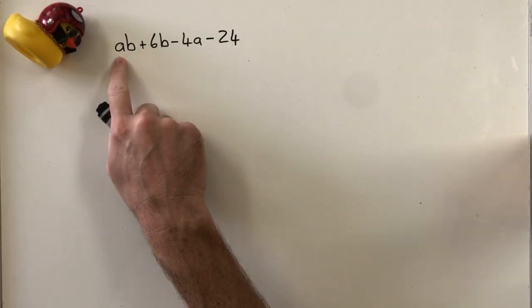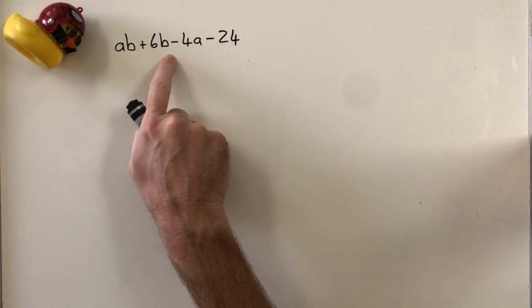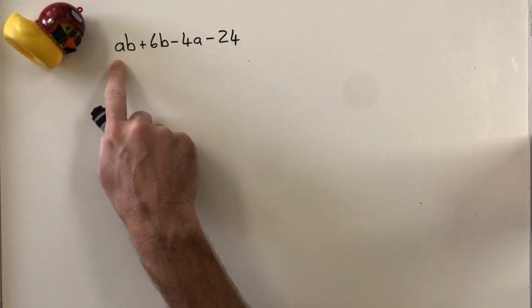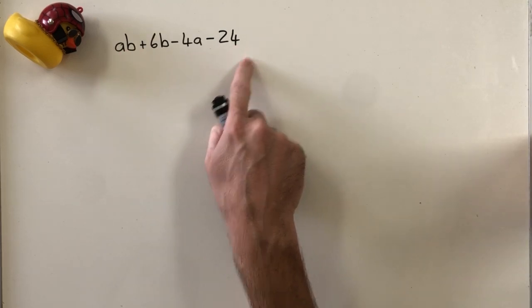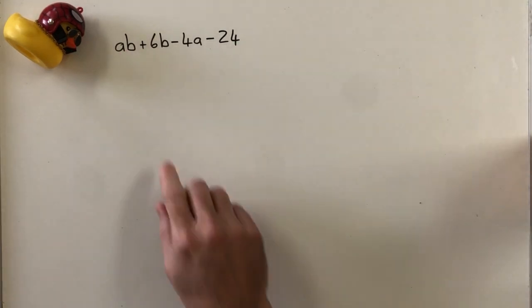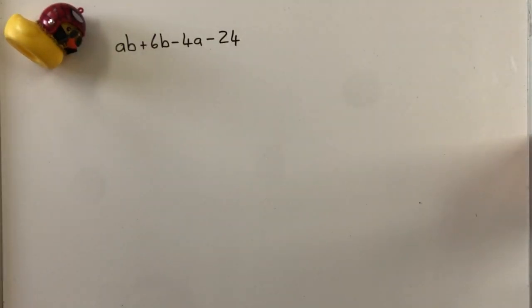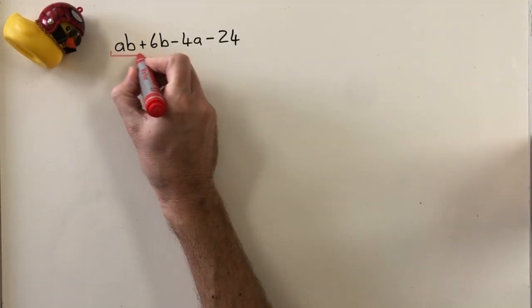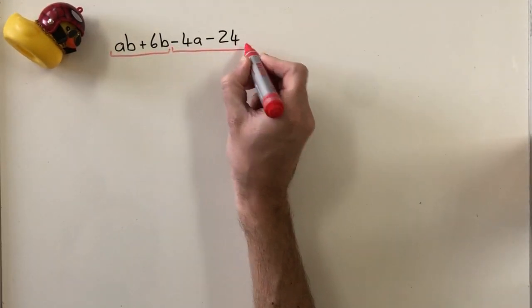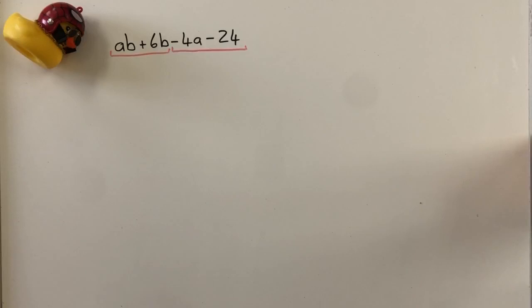If you look at every term, there's nothing that's common in all four terms. There's an A here, but there's no A there. But there's a B and a B, which is fine. But then there's no B here. So there's nothing common in all four terms. But what we do with something like this is we look at the first two terms and the second two terms, and we check if there's something common between the first two terms, and we do them separately.